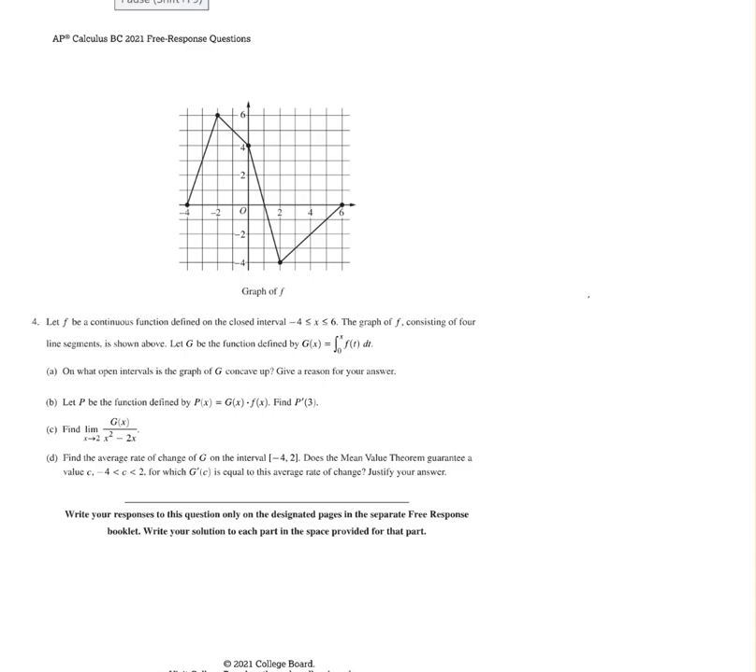All right, this is question 4 from the AP Calculus BC 2021 free response questions. We are given the information: let f be a continuous function defined on the closed interval from -4 to 6. The graph of f, consisting of 4 line segments, is shown above. Let g be the function defined by g of x is the integral from 0 to x of f of t dt. Part A asks: on what open intervals is the graph of g concave up? Give a reason for your answer.